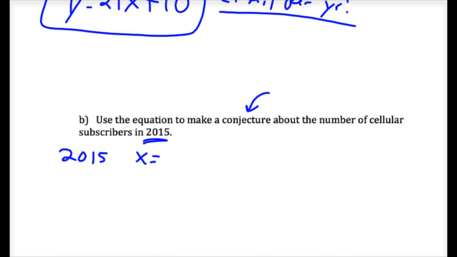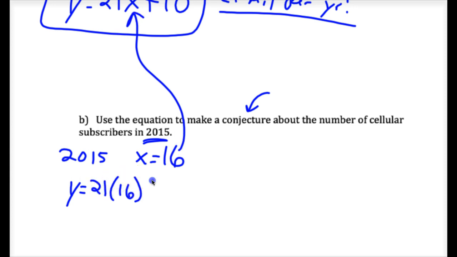16. Angie? 16. Does everybody agree with that? X is 16 in the year 2015 because X represents the years since 1999. So here's what we're going to do. We're going to take our equation and put 16 in for X. 21 times 16 plus 90. Grab your calculators and figure it out.